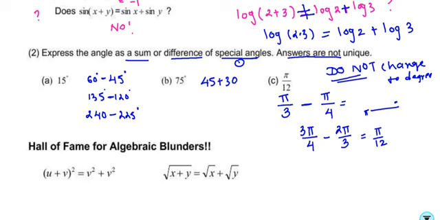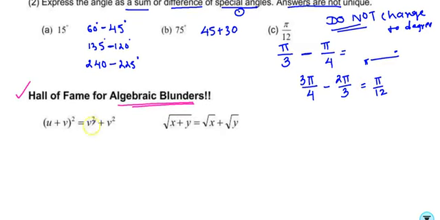Now this is my favorite part, the Hall of Fame of algebraic blunders. Remember you watched the other video and I asked you what's the common mistake you have made? Many students said this is the one they have always made. They forget the middle term. That's why I call it Hall of Fame of blunders, because this is the most common mistake. Do not do this. This is not true. The correct answer is you should know that there is a middle term.